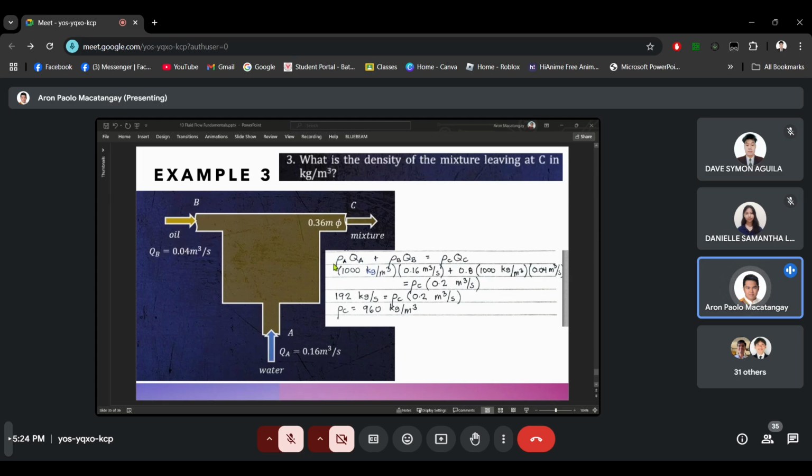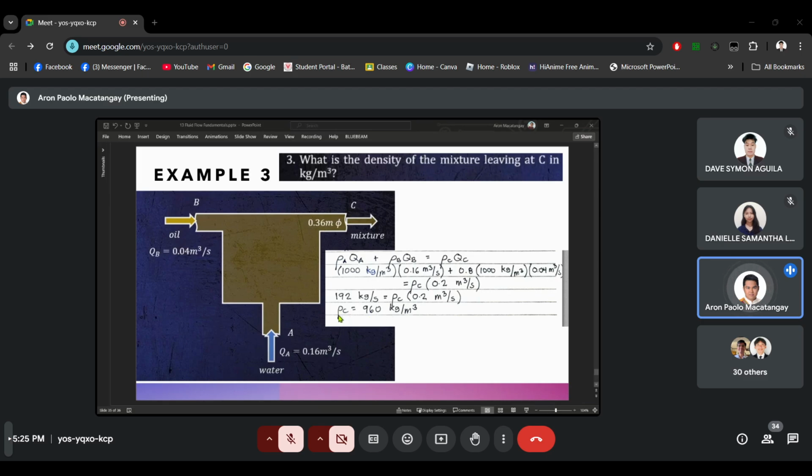So you are just again doing the conservation of mass equation. Substituting all the values, density of A is 1,000 for water, volume flow rate is 0.16 cubic meters per second. For point B, oil, density is 0.8 times 1,000, and the volume flow rate is 0.04 cubic meters per second. That will be equal to density C, which is unknown, times QC, the total volume flow rate exiting the mixing device, or 0.2 cubic meters per second. From this equation, only density at C is unknown, so we can solve for it. We will be getting 960 kilograms per meter cube.